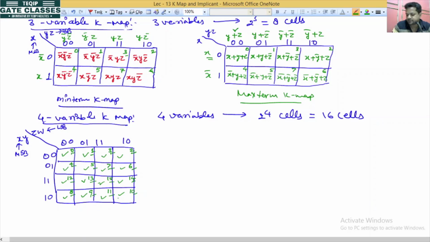Okay, na? Now our next concept is, when we place each min term or max term in the K map, our next job is to group those min terms and max terms. Okay na, what do we do with them? We group them. We perform grouping.